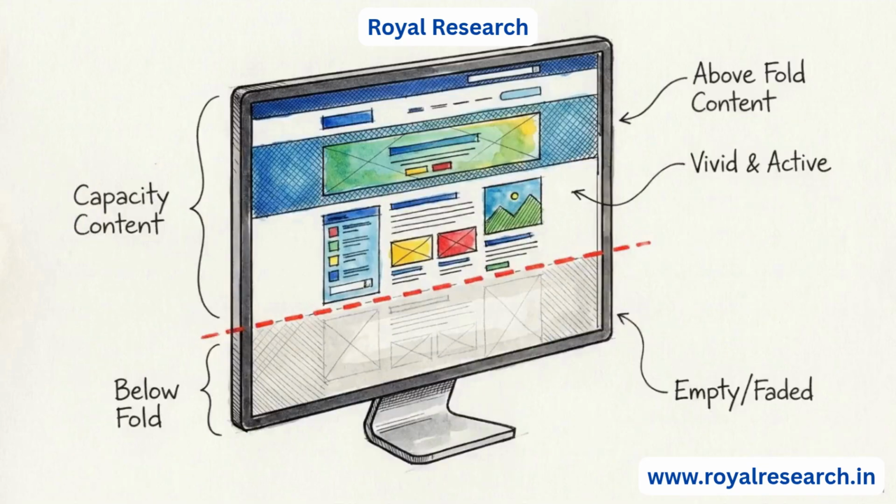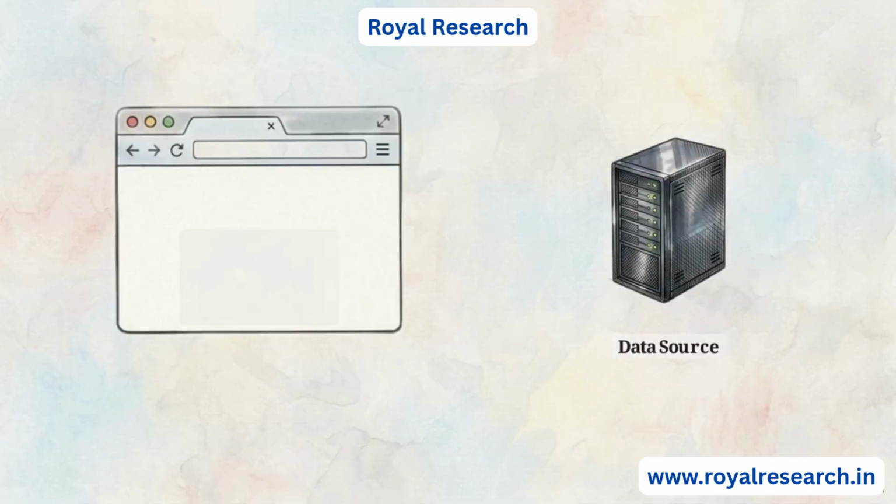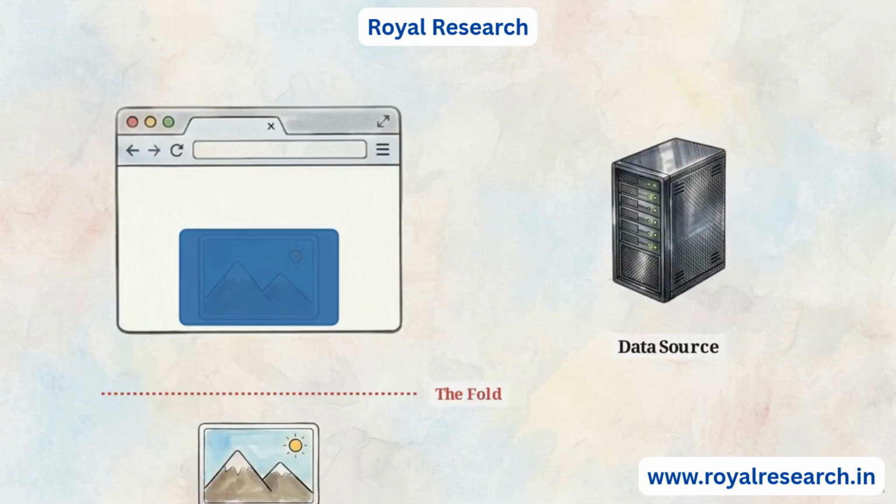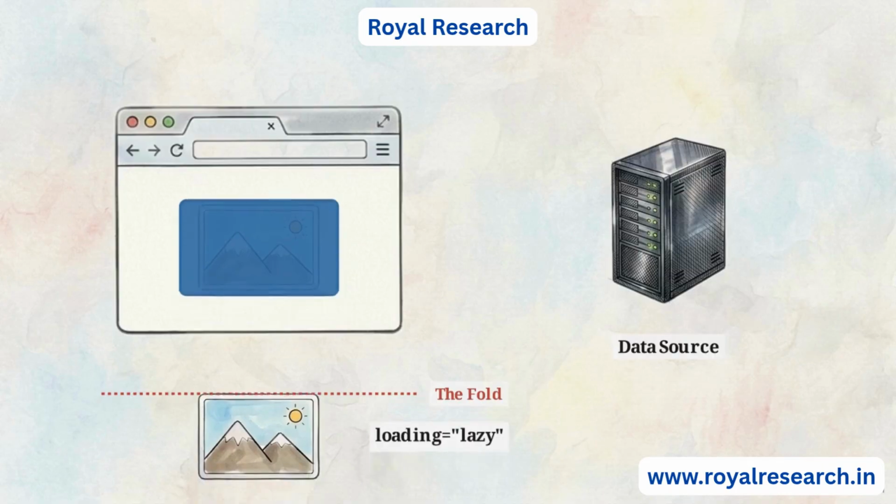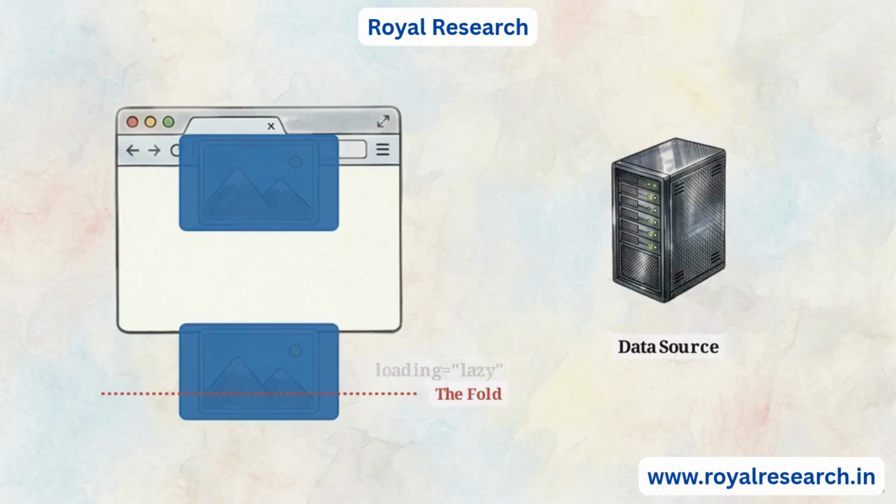The critical boundary is the fold, the bottom edge of the user's initial screen state upon first loading the page. Anything below that line is unseen. This animation demonstrates the simplest modern implementation. By applying the native loading equals lazy attribute to an HTML tag, the browser leaves a placeholder. As the user scrolls and those empty frames cross that threshold, the browser initiates the network request and populates the image.